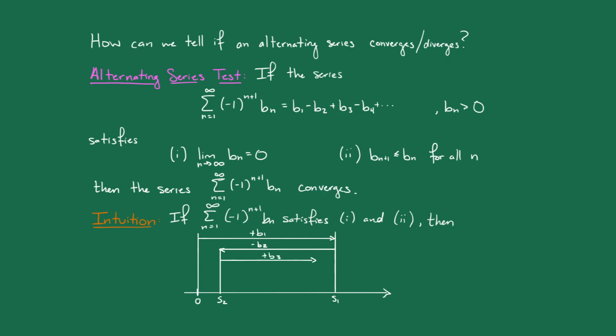Then, we add b_3 to get the third partial sum. Again, since the b_n's are decreasing, b_3 is less than b_2, and so we can't have made it all the way back to s_1. And we continue this process, zigzagging back and forth, and the fact that the b_n's go to 0 means that these zigzags will get really, really small, and will eventually approach some value s, which will be the sum of the alternating series. Cool.